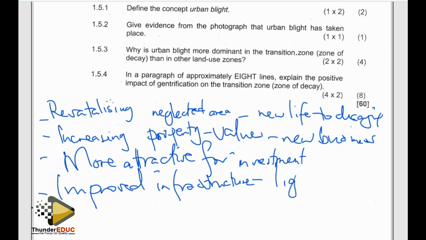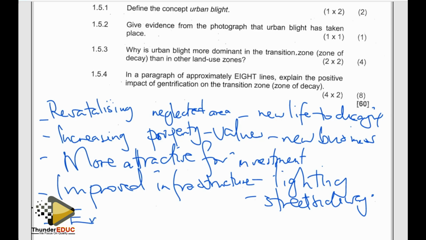For example, lighting. In this zone of transition, we usually find that the street lights are broken and not working. But given the coming of such people, we expect that they are going to improve the infrastructure. Street lights can get back to working, for example, or you can talk of the street sidewalks. The walkways are also going to be maintained because of the gentrification process.